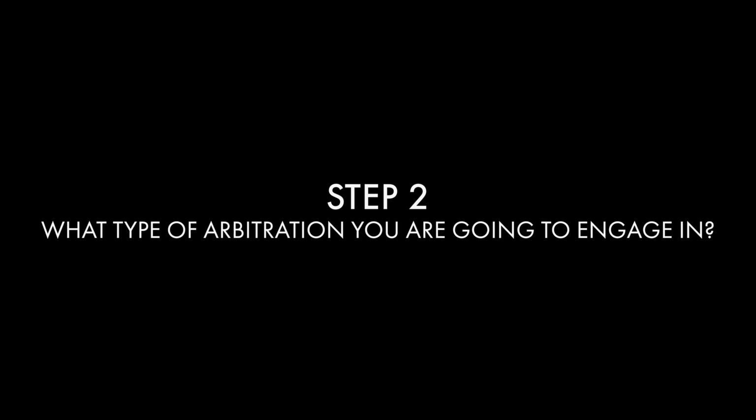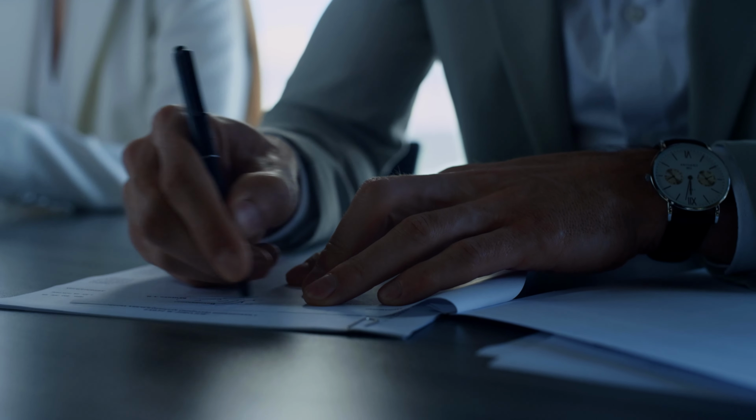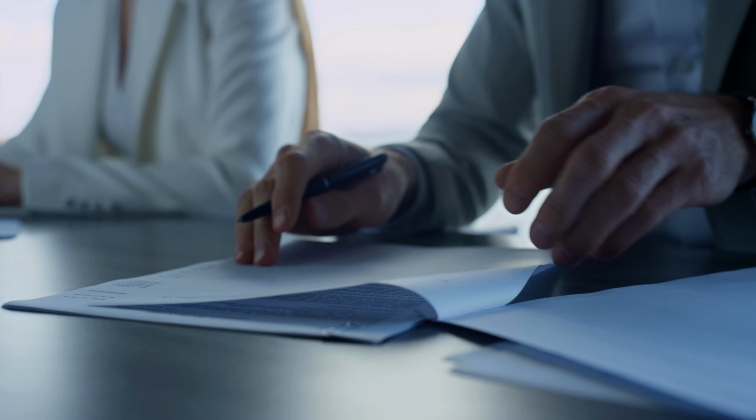Second thing you've got to consider is what type of arbitration are you going to engage in? And there's 2 choices. You can firstly do a private arbitration. That can occur where there's no court proceedings at all, but it can also occur where there are court proceedings.